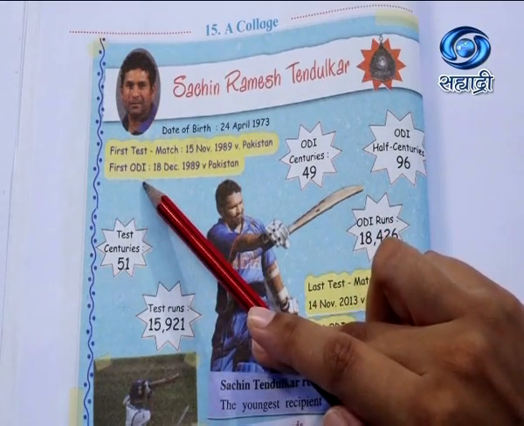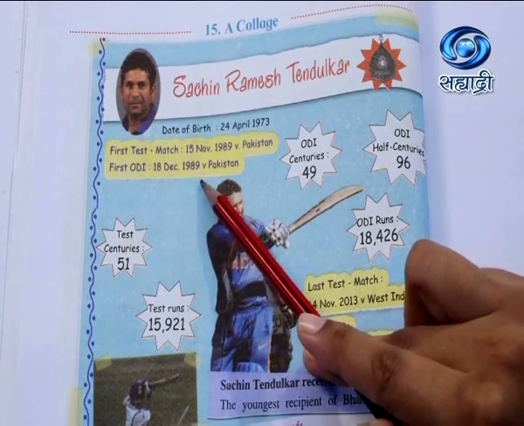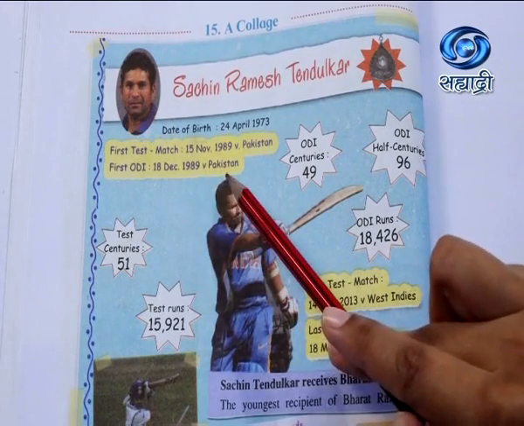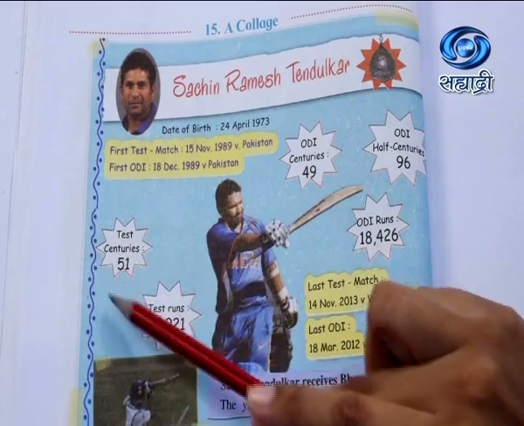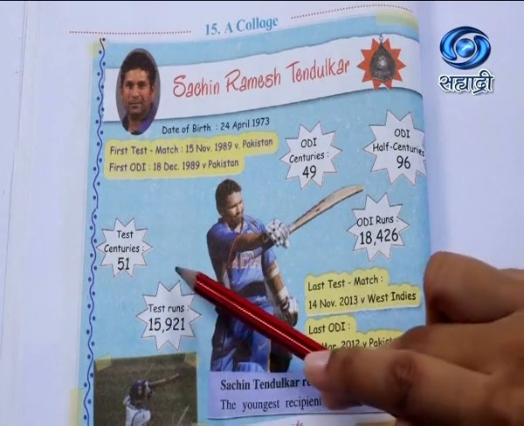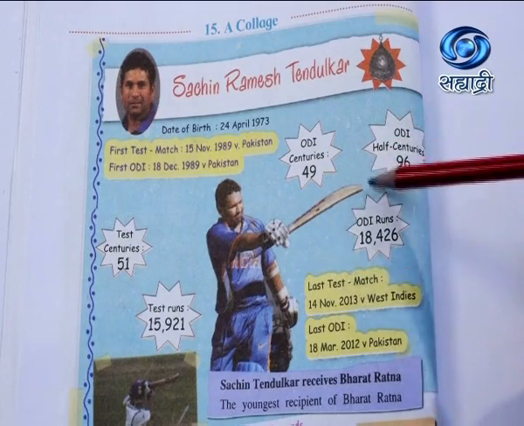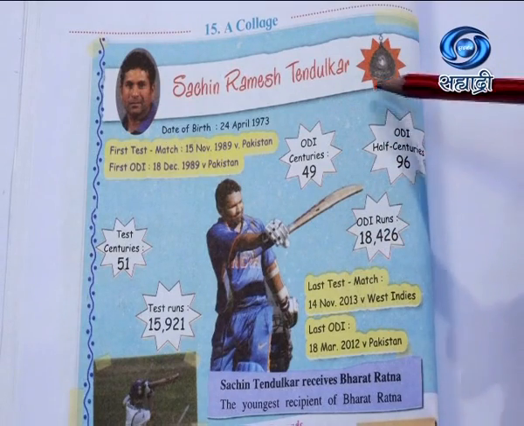First ODI, 18 December 1989 versus Pakistan. Here we see the score that Sachin has scored in these test matches and ODI matches is given.